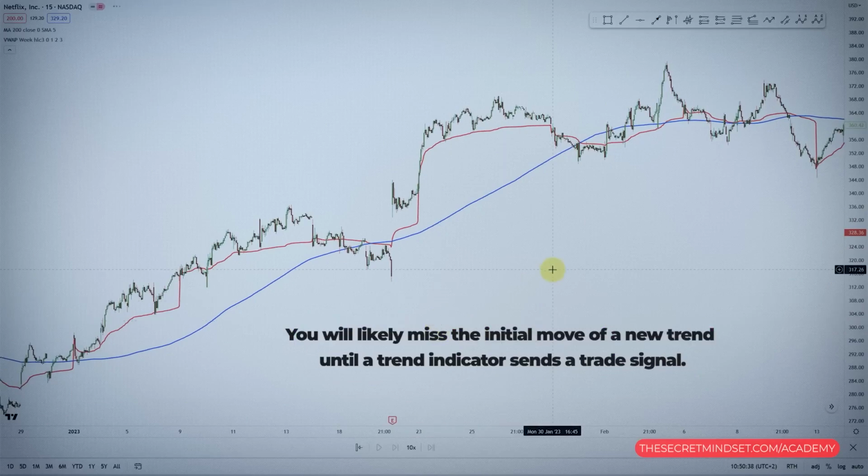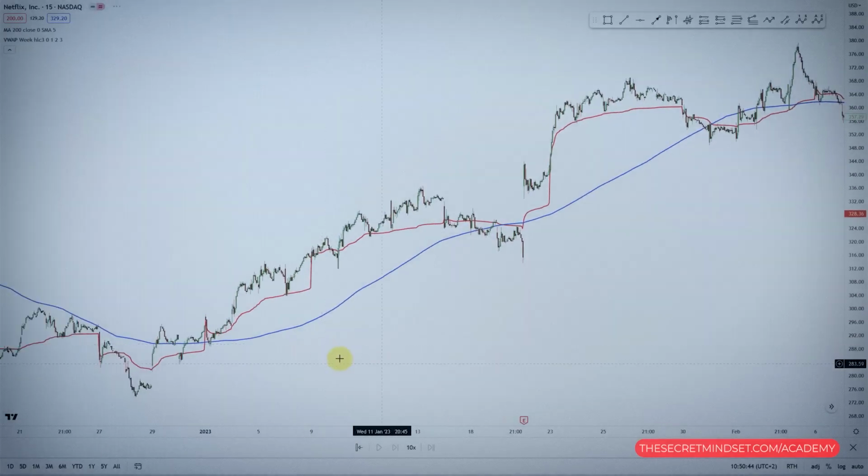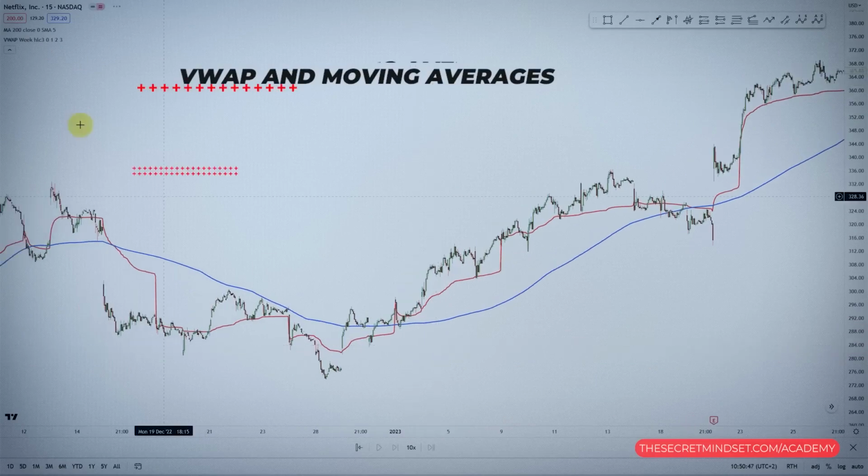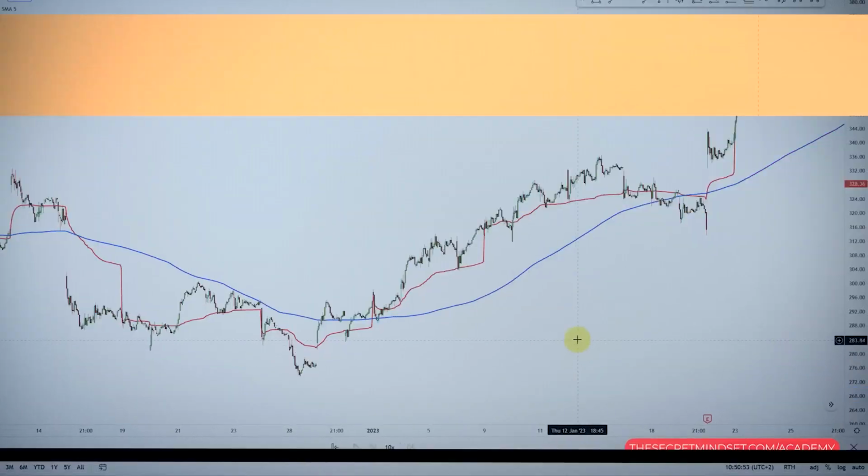This means you will likely miss the initial move of a new trend until a trend indicator sends a trade signal. Most common trend indicators are VWAP and moving averages. These are the only 2 indicators in this category you should learn.